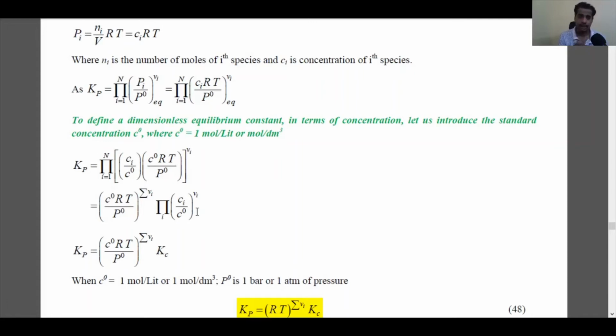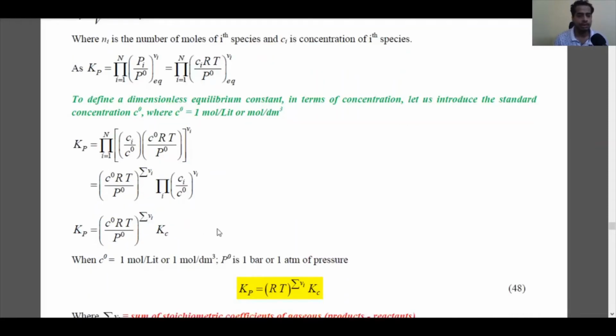This means the product of the concentrations of the products, each raised to its stoichiometric coefficient, divided by the concentrations of the reactants, each raised to its corresponding stoichiometric coefficient. So this is the pi product operator. Now what is outside the pi product operator?